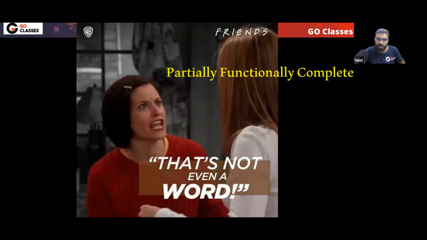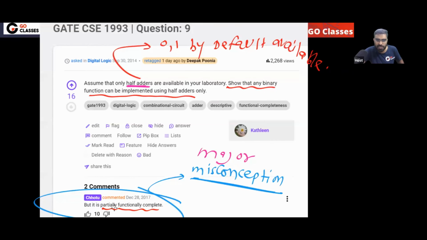This meme you can send. This is not even a standard concept. If next time some coaching teacher or some student uses this word, partially functionally complete, then just ask them to give one standard resource which contains this concept. There is no standard resource. Is this clear? So this is just a major misconception.